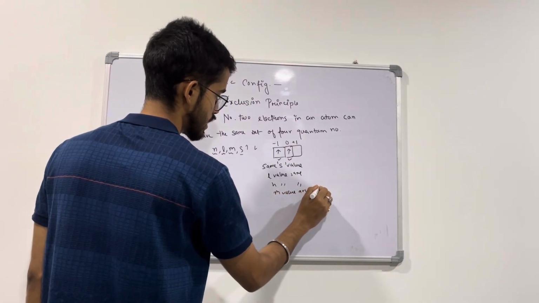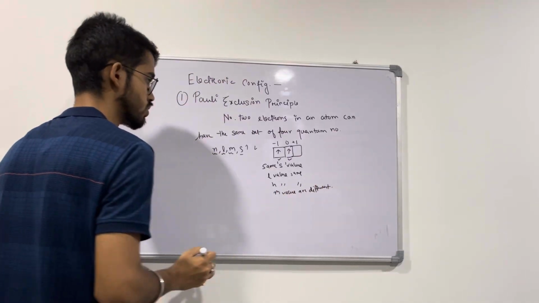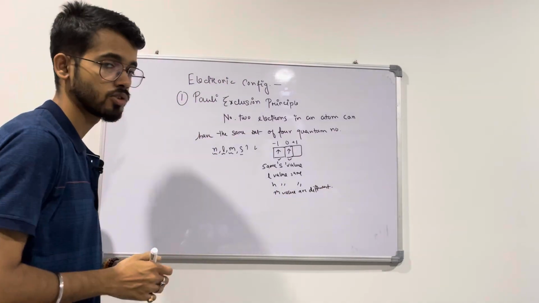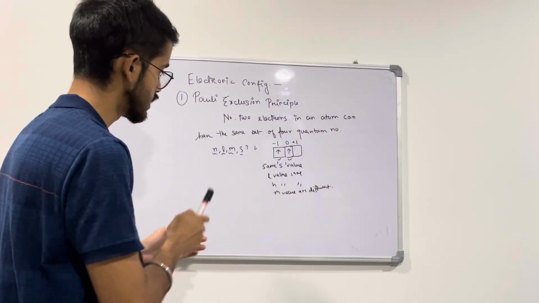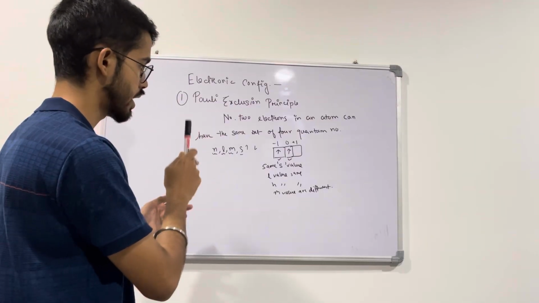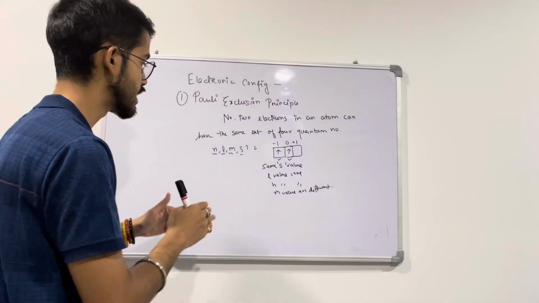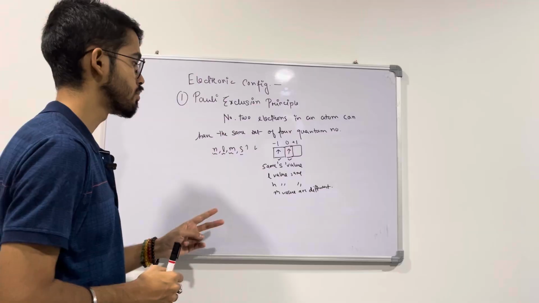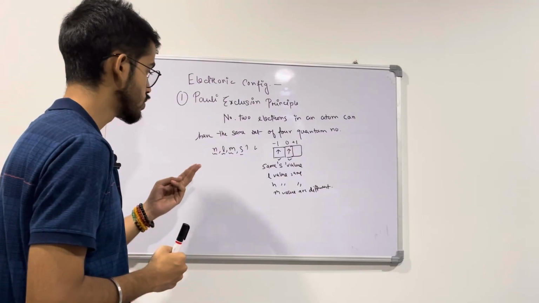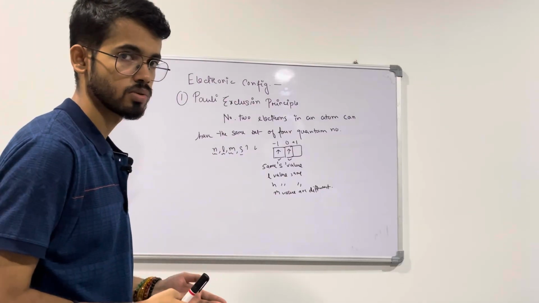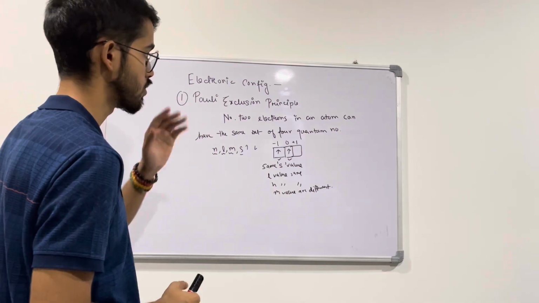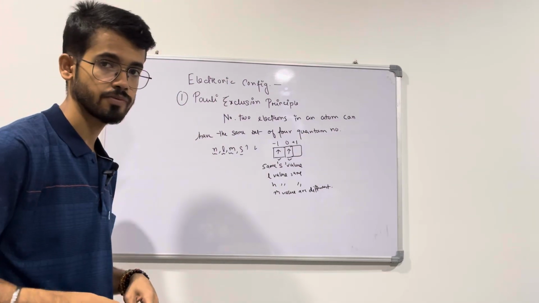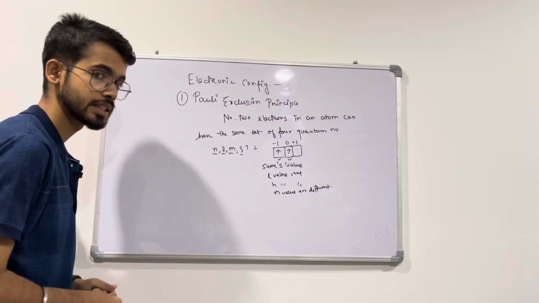So if any 2 electrons of an element or an atom are taken, it is not possible that they will have all 4 quantum numbers with the same values. So this is what the Pauli exclusion principle says. So I guess it is clear.